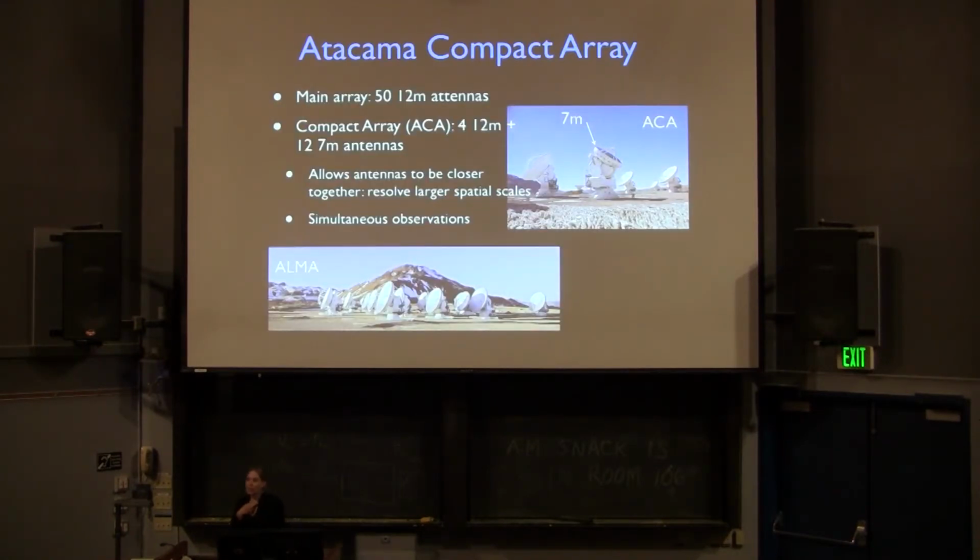So it turns out there's a way that you can observationally try and recover that. And that's with the ACA, the Atacama Compact Array. So the idea behind this is to add additional antennas which are smaller. So that means they can actually be closer together and resolve larger spatial scales than you would with the regular 12-meter antennas. So you can do the observations simultaneously and then combine the data to give you a much broader range of spatial scales.